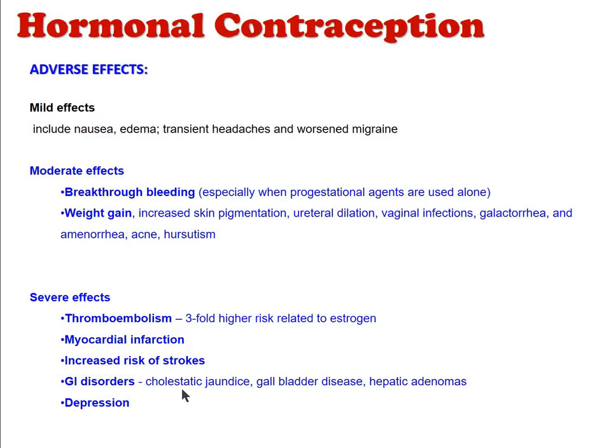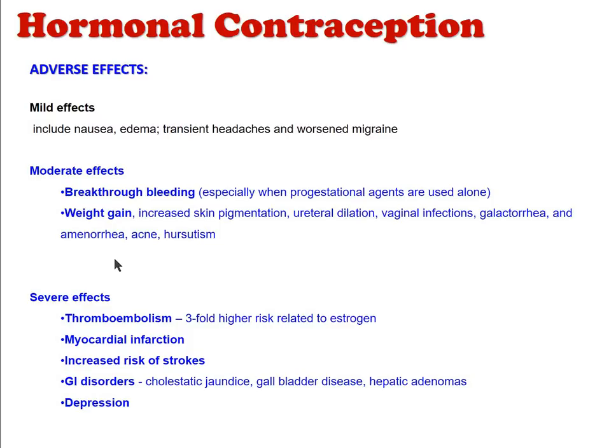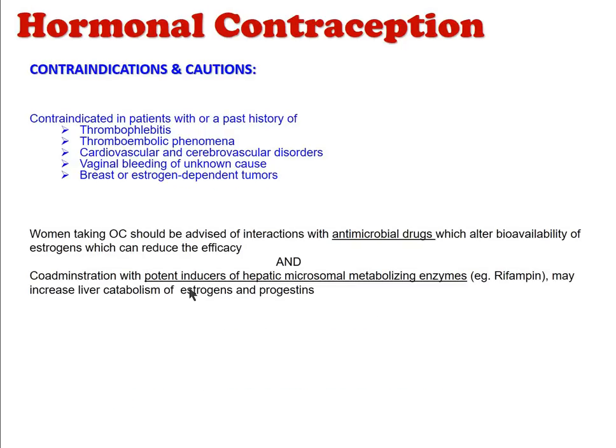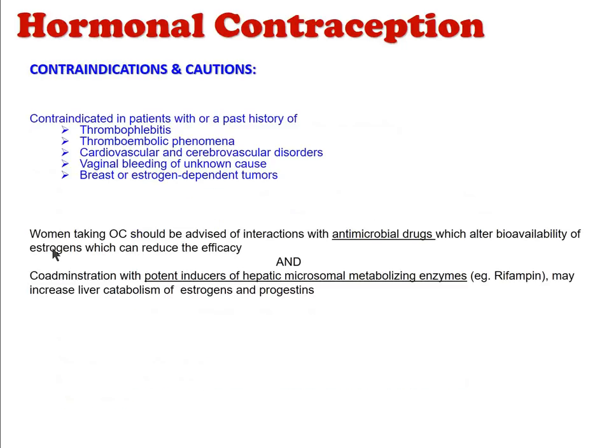Adverse effects, these are basically self-explanatory. You have to remember the adverse effects, especially the severe ones. If you see a question, which of the following is a severe adverse effect of hormonal contraception, and you see multiple options, and you see one of these, oh, that's the answer. Contraindications, basically, this is the same thing as adverse effects. If the patient has those conditions already, you don't give it to the patient.